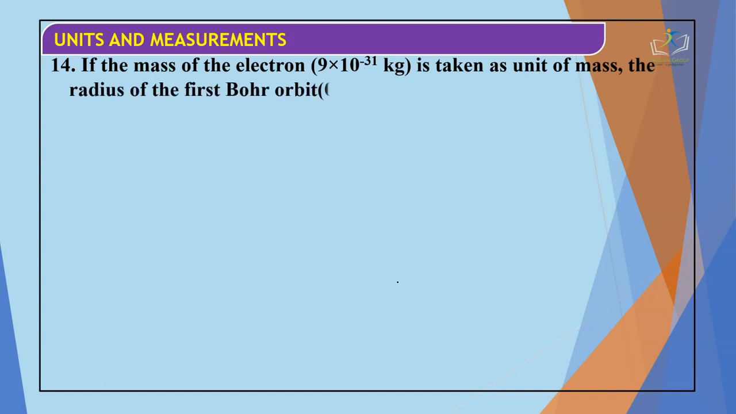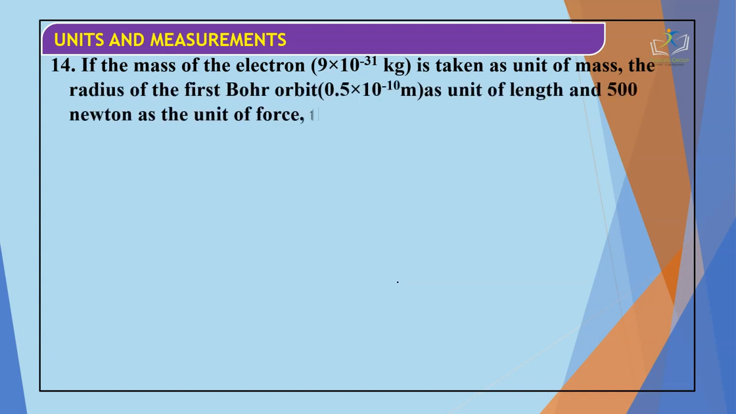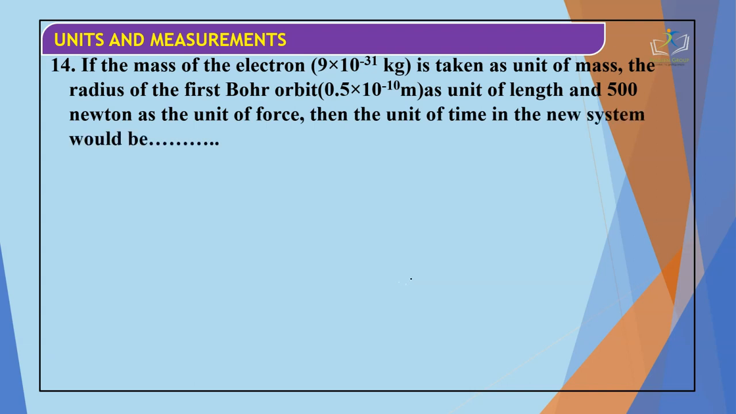Question 14. If the mass of the electron, 9 times 10 to the power minus 31 kg, is taken as the unit of mass, the radius of the first Bohr orbit, 0.5 times 10 to the power minus 10 meter, as the unit of length, and 500 Newton as the unit of force, then the unit of time in the new system would be: 3 times 10 to the power minus 22 second, 15 times 10 to the power minus 12 second, 15 times 10 to the power minus 20 second, and 45 times 10 to the power minus 20 second.